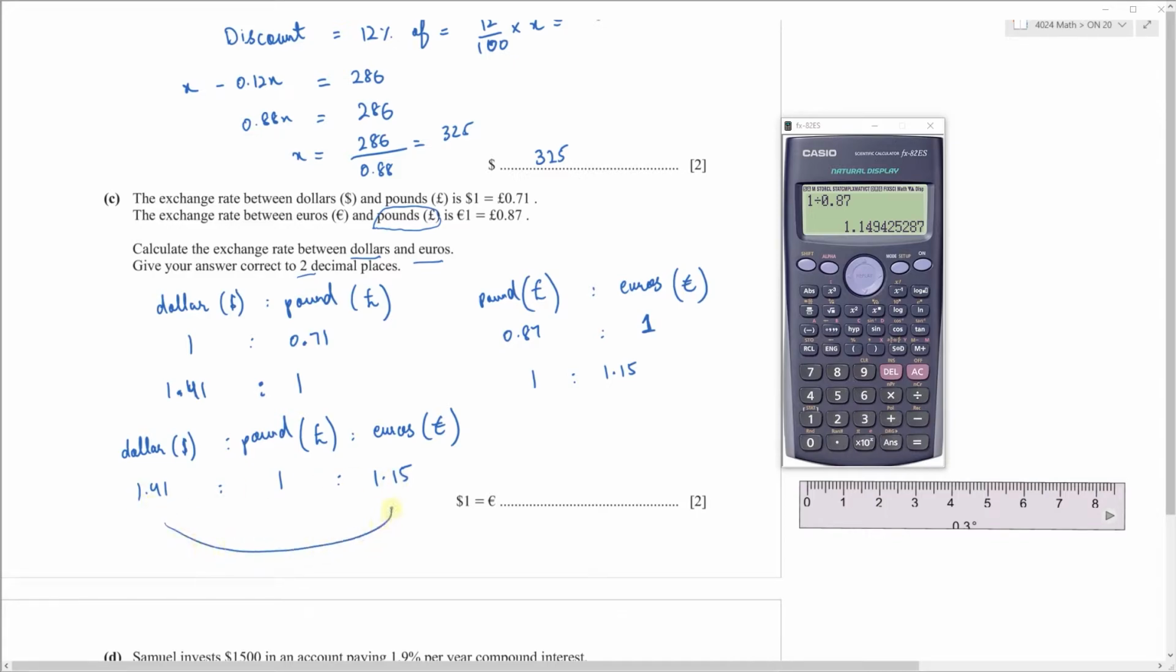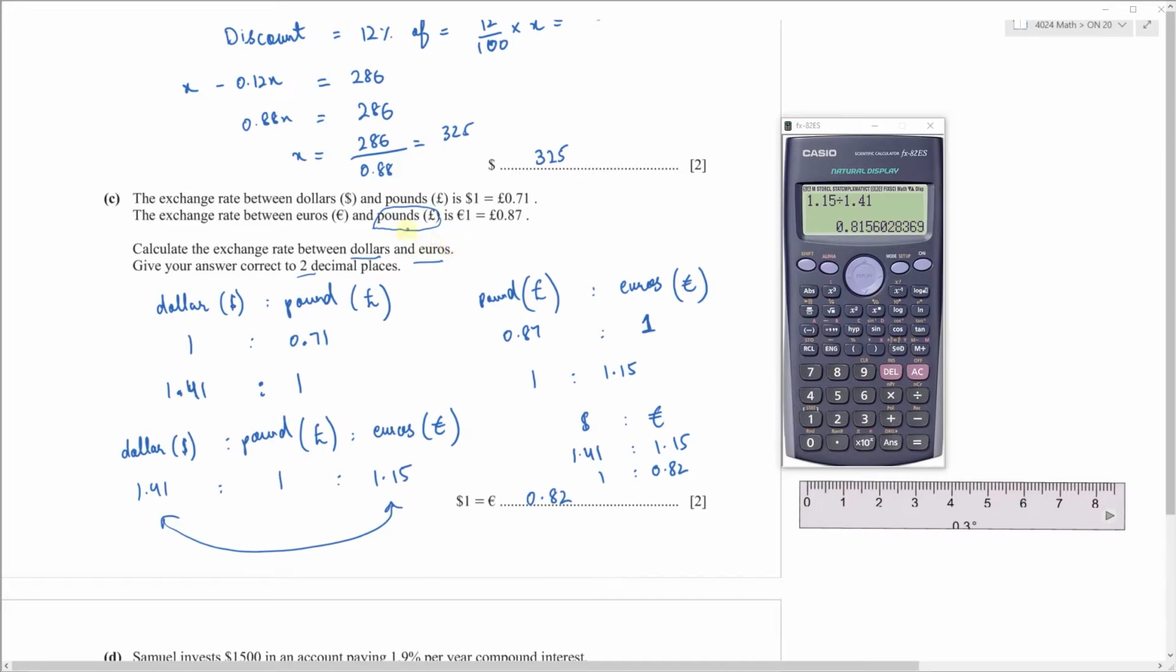So that means these two values should be equal as well, as they both are equal to 1 pound. So I get a ratio of dollars and euros from this. So dollars ratio euros will be 1.41 dollar equals 1.15 euros. So $1 will equal 1.15 divided by 1.41. So 1.15 divided by 1.41. So up till 2 decimal places, this will be 0.82. So $1 equals 0.82 euro.